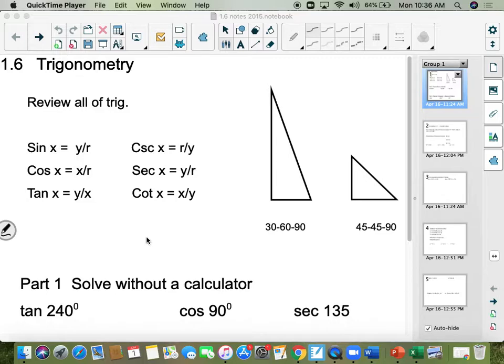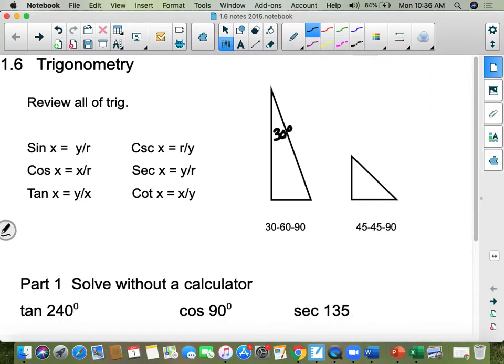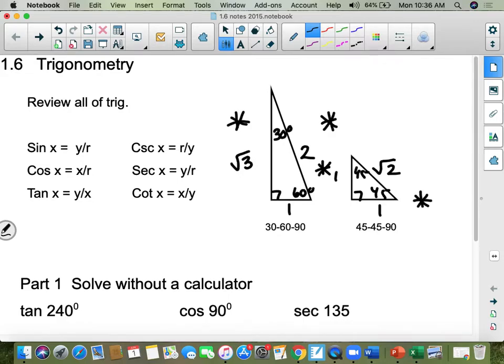So basically, this is a 30, 60, 90 triangle, and this is the 45, 45, 90 triangle. This is what you learned at the beginning of trigonometry. The side opposite of 30, remember, is a 1. The side opposite of 60 is the root 3, and the hypotenuse on a 30, 60, 90 triangle is a 2. On a 45, 45, 90, it goes 1, 1, root 2. Very, very important that you know this for calculus for next year.